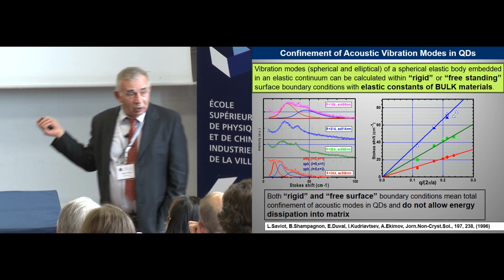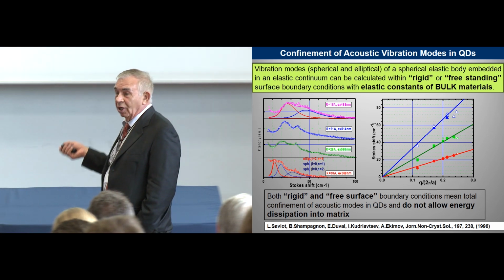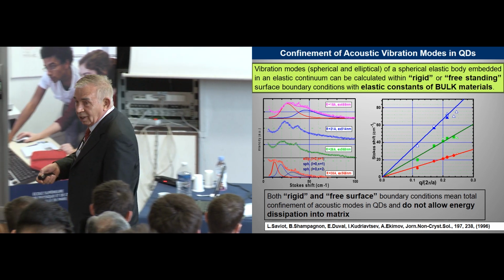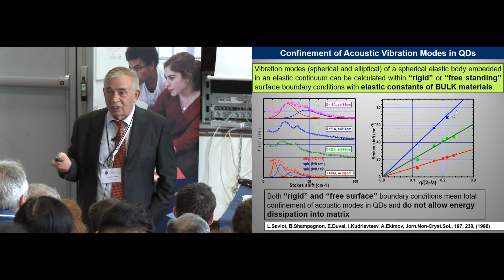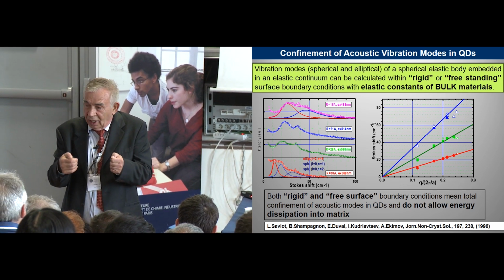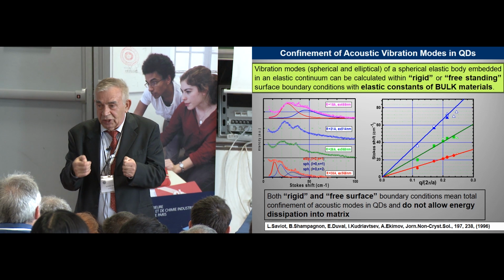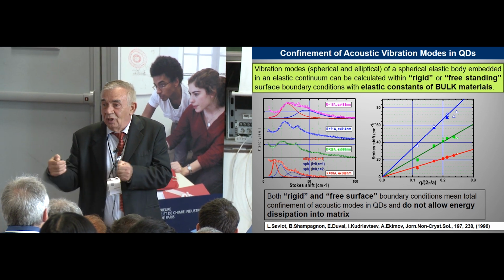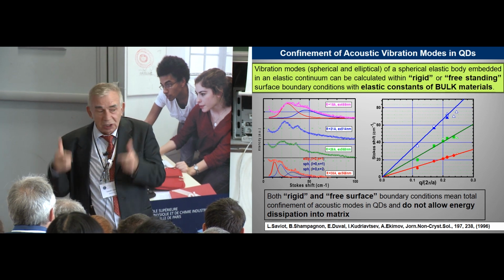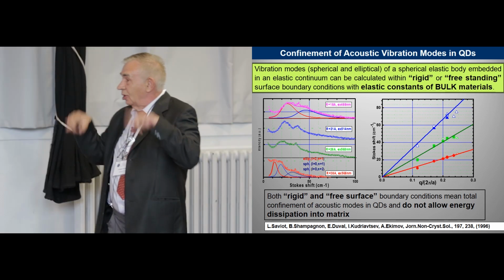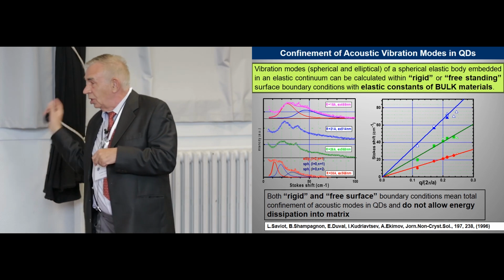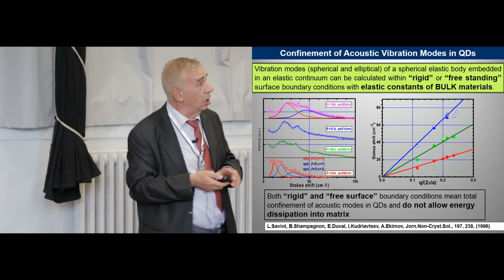So it looks very nice, but there is not any sense because these conditions at the beginning say there is no interaction with the matrix. Rigid boundary condition means that the ions on the surface are fixed. They cannot transfer the movement into the matrix. And the same situation with the free-standing. If ions go freely, again, there is no way any energy can be dissipated out of the nanocrystals.